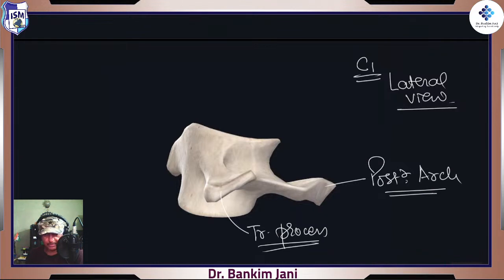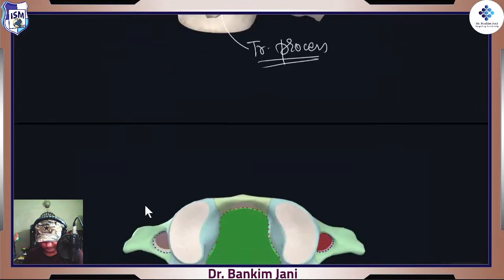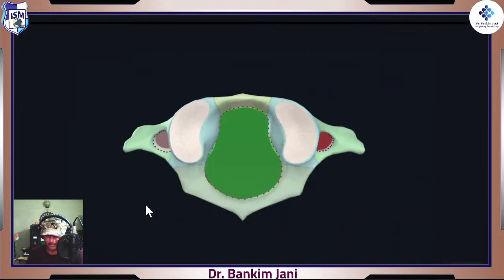And then this big structure, right? We are tempted to say that it is body, but again, there is no body in C1. This is lateral mass, right? It is lateral mass. So that's it. These are the points which are to be taken care of because we are dealing with the C1. Very easily, very nicely, so many things clarified.